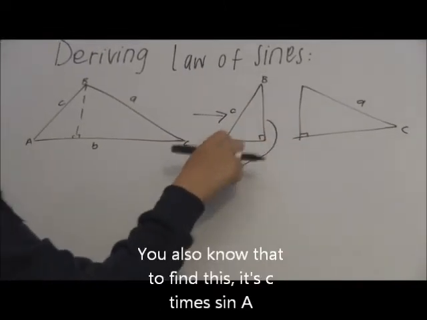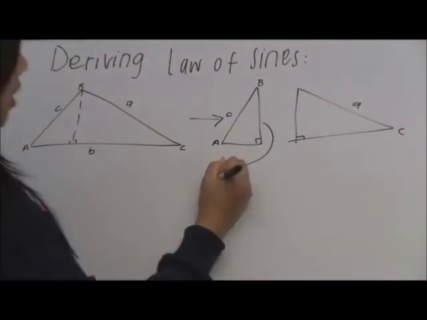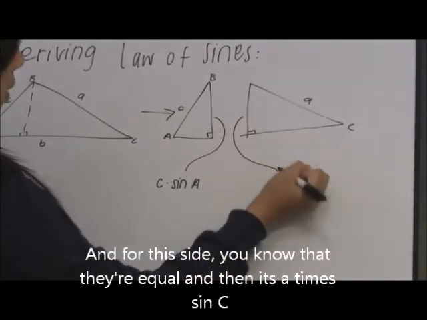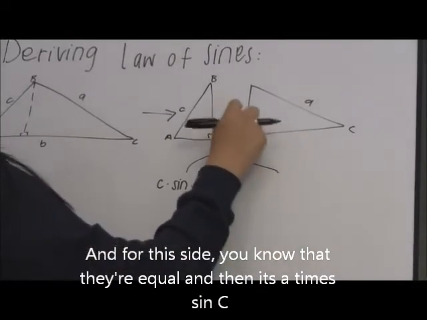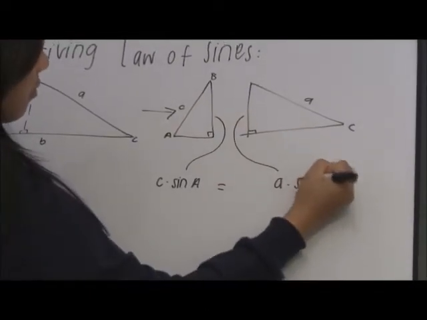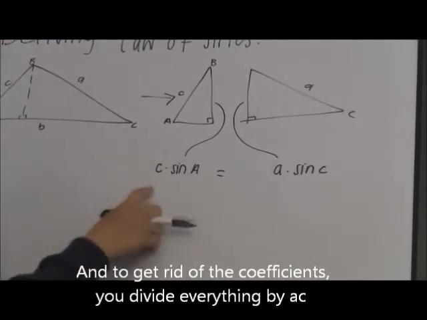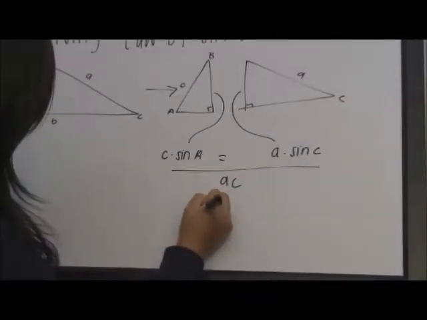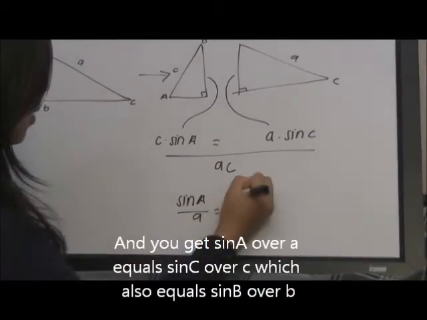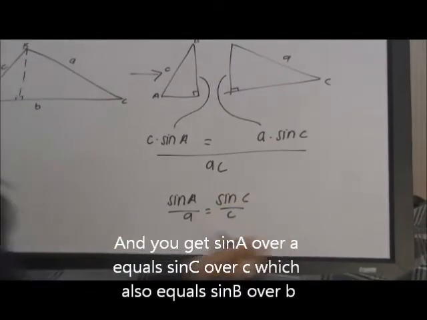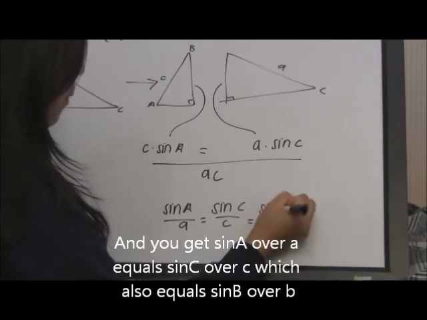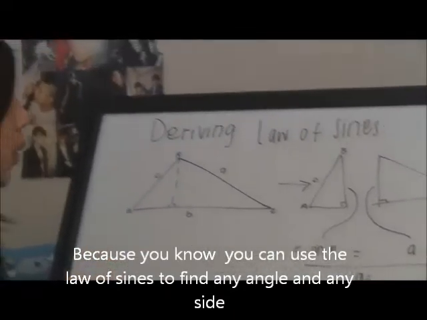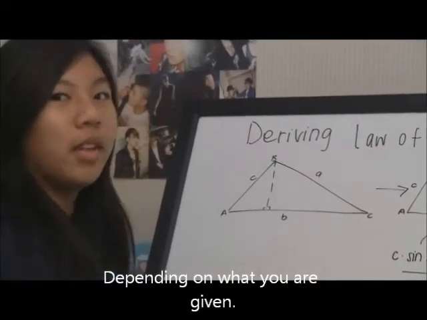Then you also know that to find this, it's c times sin A. So it's c times sin A. And for this side, you know it's equal, so it's a times sin C. To get rid of the coefficients, you divide everything by ac, and you get sin A over a equals sin C over c, which also equals sin B over b, because you can use the law of sines to find any angle and any side, depending on what you're given.